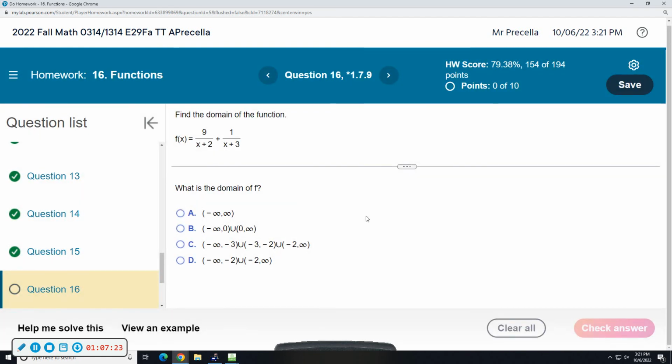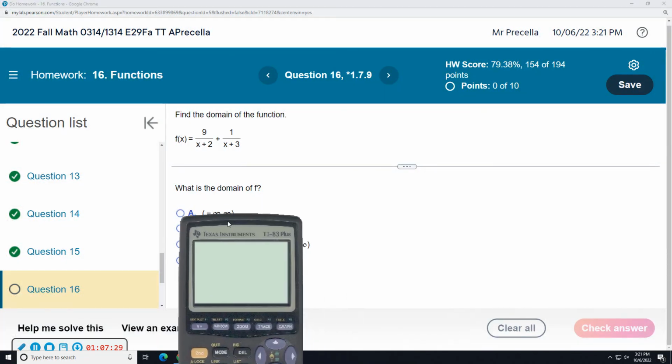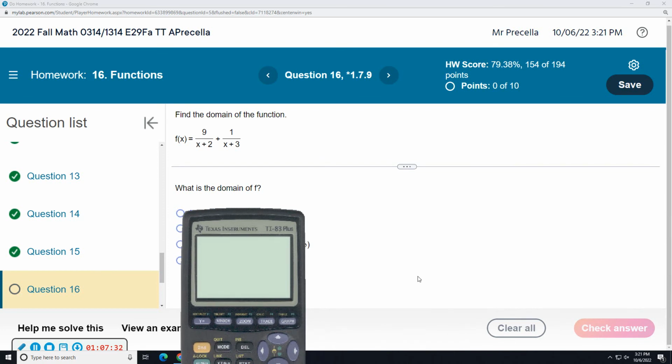Oh, this one's a good one. Number 16. f of x equals 9 over x plus 2 plus 1 over x plus 3.